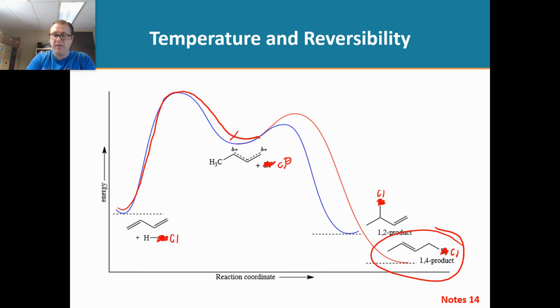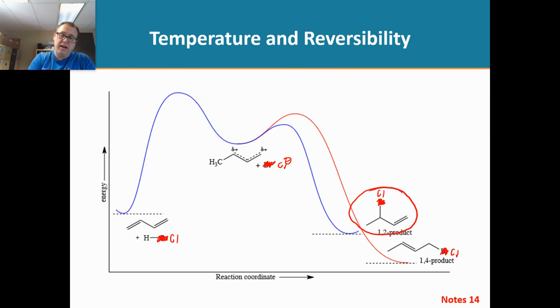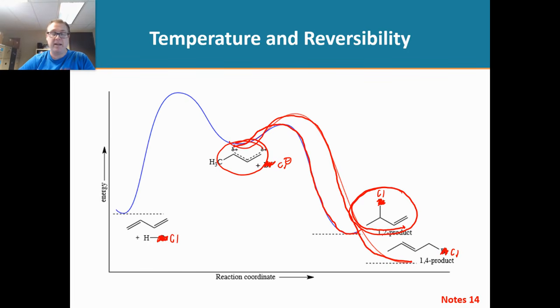Why is the other one favored under thermodynamic control? That is because this product right here now has enough energy, due to the heat being added, to go back. And so you can get a lot of this kinetic product to reverse back to this intermediate and then go through the different pathway, the thermodynamic pathway, to get to the 1,4 product.